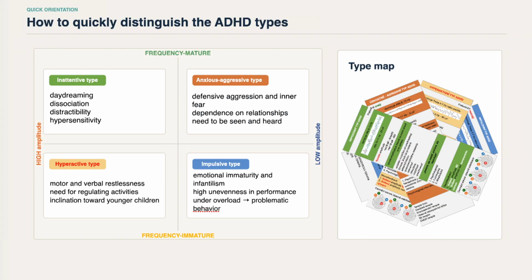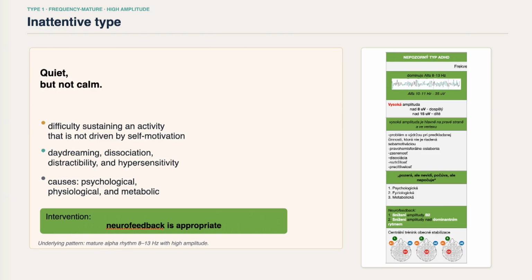Among the frequency mature types, we include type 1, inattentive, and type 2, anxious aggressive. Among the frequency immature types, we include type 3, hyperactive, and type 4, impulsive. There is one more important distinction here. Type 1, inattentive, and type 3, hyperactive, are both linked to high amplitude. By contrast, type 2, anxious aggressive, and type 4, impulsive, are linked to low amplitude. So now, let us look at each type one by one. Type 1, inattentive ADHD. Let's start with type 1, the inattentive type of ADHD.